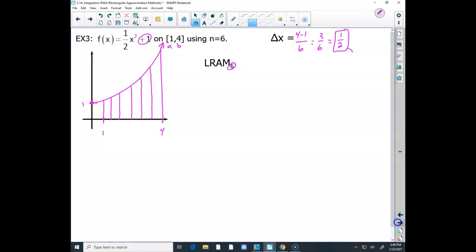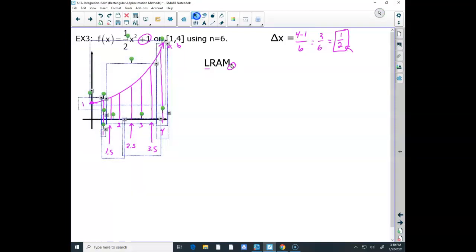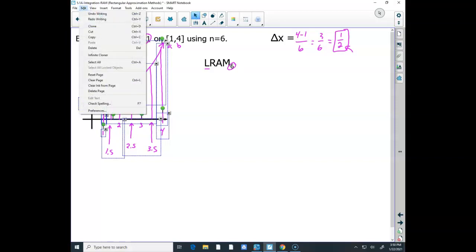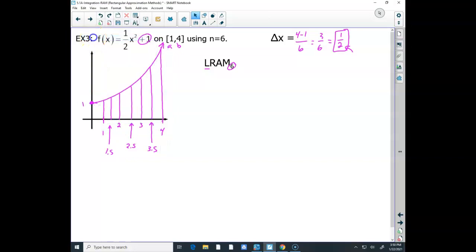Well, if I'm adding 1/2, this one is going to be 1.5. This is going to be 2. This one's going to be 2.5. This one's going to be 3. This one's going to be 3.5, right? So those are all the endpoints of my rectangles. If I'm finding a left RAM, and before I do this, I am going to copy that for my next one, okay?